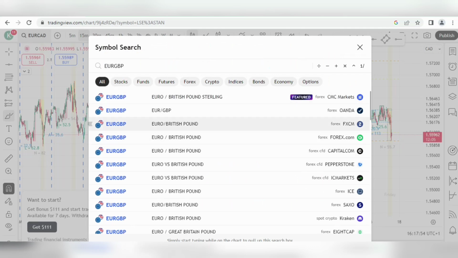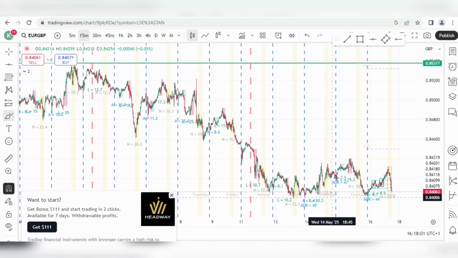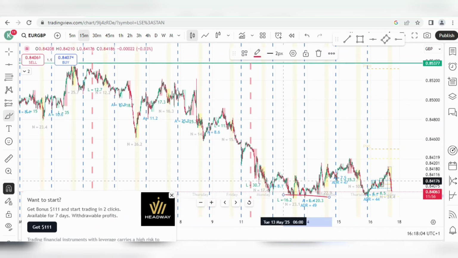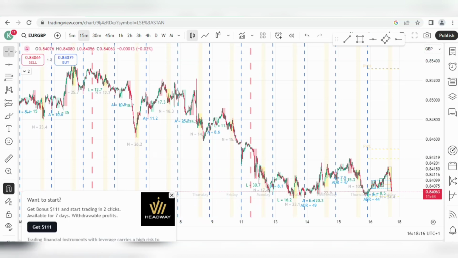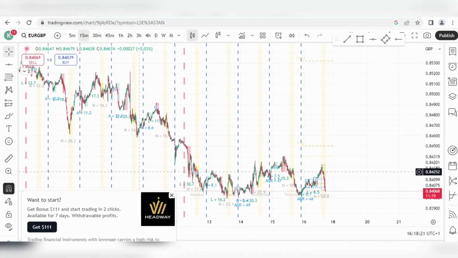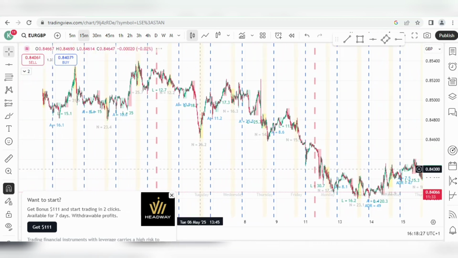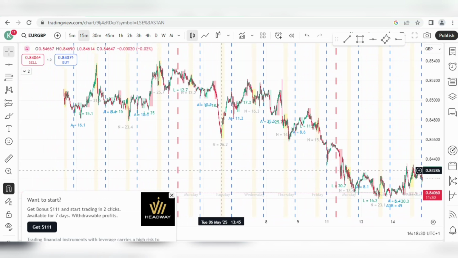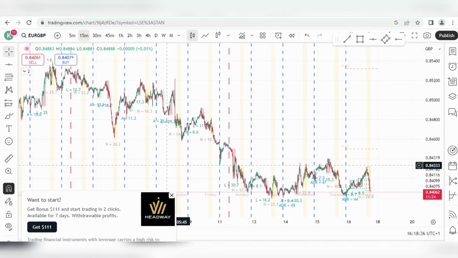So on Euro GBP, we're looking at last week's market. Last week we had a Monday that was an inside day. This week the Monday was a breakout day, as you can see.